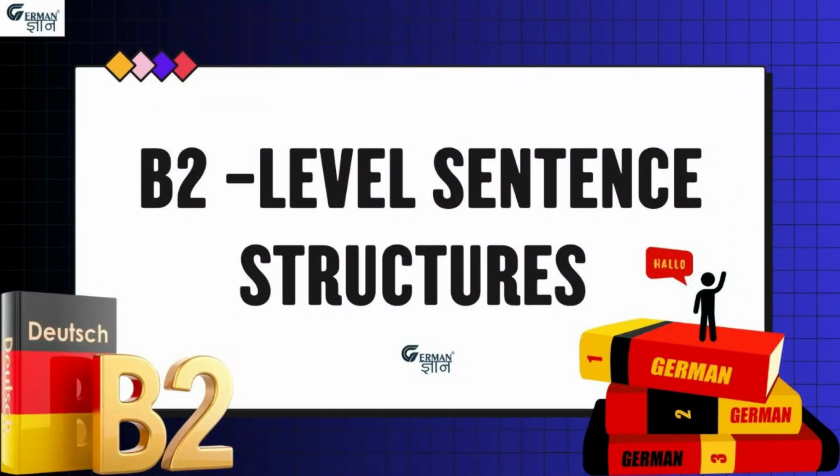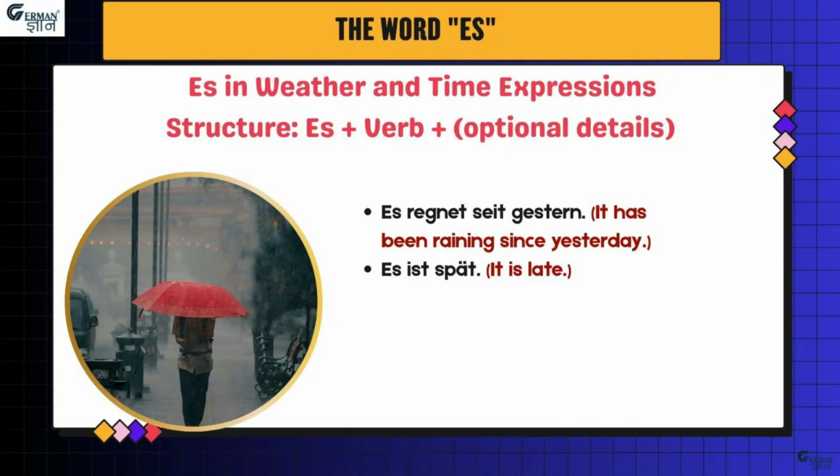German B2 level sentence structures. The first topic is the word es. So es is used in many places. The first is that it is used in weather and time expressions. So the structure is that you use es as a subject, then verb, and then the optional details. For example, es regnet seit gestern means it has been raining since yesterday. And second, es ist spät means it is late.